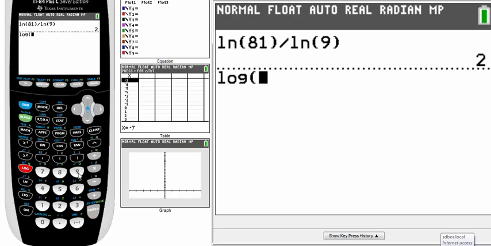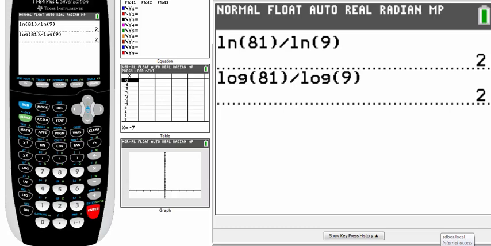So this is my log conversion. Log of 81 in the numerator, and I have to stick with log of 9 in the denominator. So I have my log of 81 over log of 9, and you can see that I get my answer of 2, which is what I expected to get anyway.